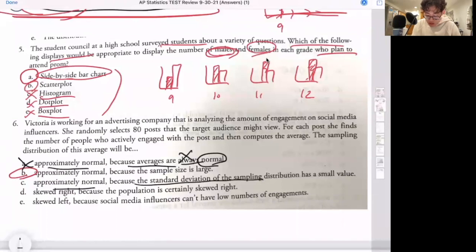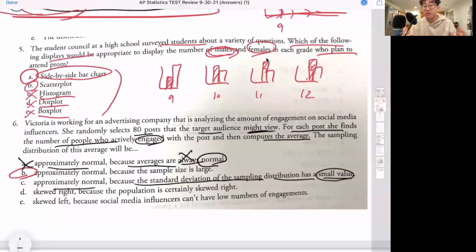Approximately normal because the standard deviation of the sampling distribution has a small value. Okay, first of all, what we're trying to target here: she randomly selects 80 posts that the target audience might view. For each post, she finds the number of people who actively engage with the post, then computes the average. So that could be comments or how many likes the post gets. How does it know that it's going to have a small value of a standard deviation? Well, let's say that there is not very much of a standard deviation. Okay, we can have a normal distribution that is not roughly normal, that doesn't really have the standard deviation be very, very small.